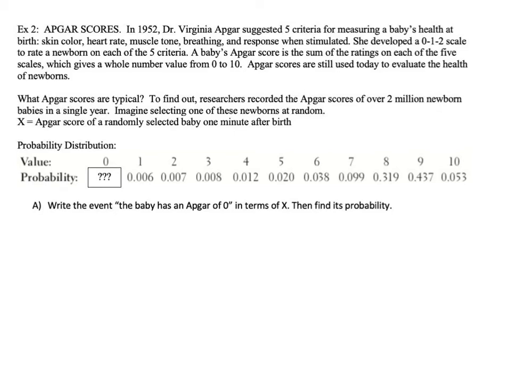Our first question is, write the event the baby has an Apgar of 0 in terms of X. Then find its probability. So we're just checking some proper notation here. So the probability that our random variable is equal to 0. So notice I'm using a capital X. What would it be equal to?